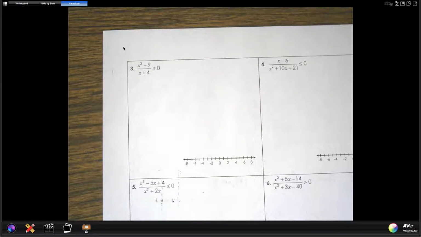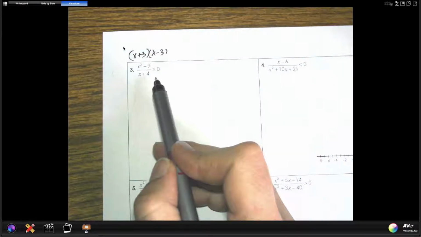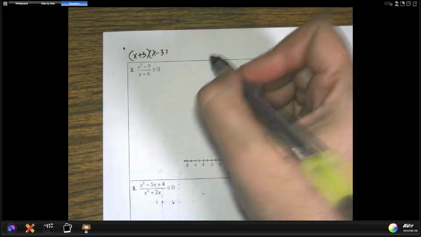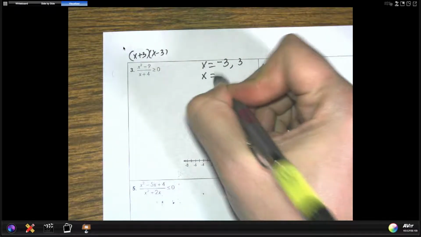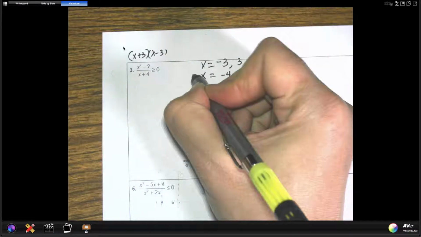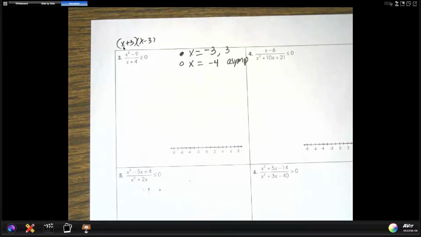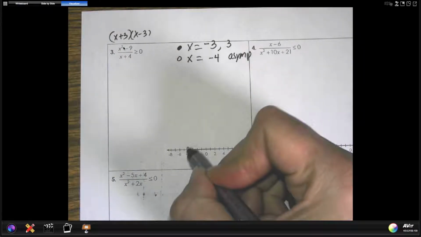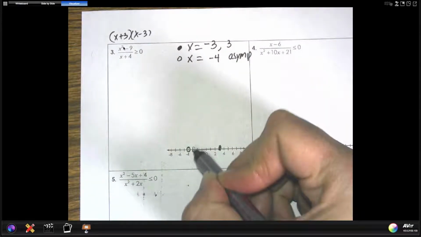So first, let's go ahead and factor the top. That's going to be x plus 3, x minus 3. This one is greater than or equal to, so everything is going to have a closed circle except for the asymptote. So if I solve this, the top gives me negative 3 and positive 3, and the bottom one gives me negative 4. That's my asymptote. That must be an open circle. Negative 3 and positive 3 will be a closed circle. So negative 4 is open, 3 and negative 3 are closed.